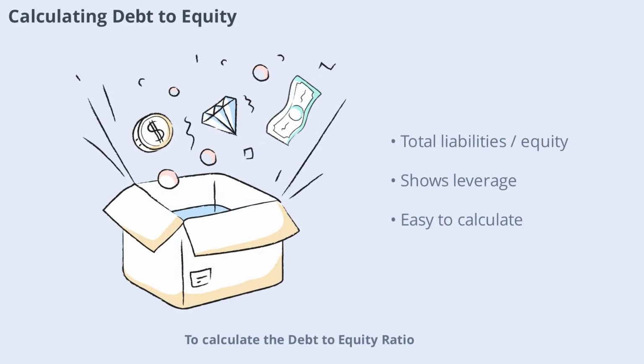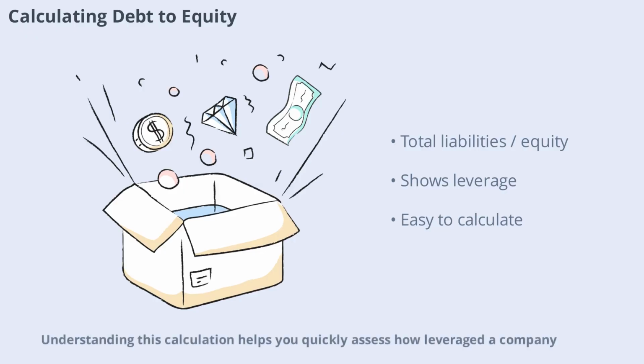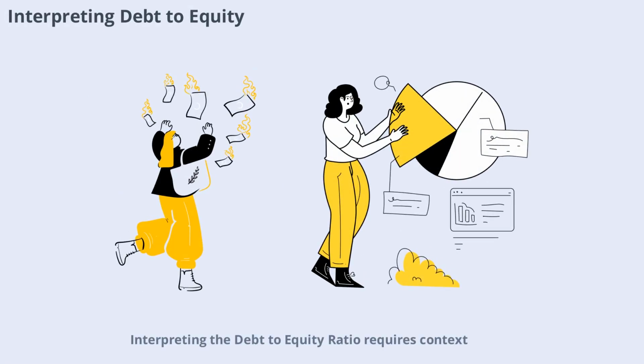To calculate the debt-to-equity ratio, simply divide total liabilities by total shareholder equity. For example, if a company has $500,000 in liabilities and $250,000 in equity, the ratio would be 2. This means the company uses $2 of debt for every dollar of equity. Understanding this calculation helps you quickly assess how leveraged a company is and whether it might face challenges in meeting its long-term obligations.